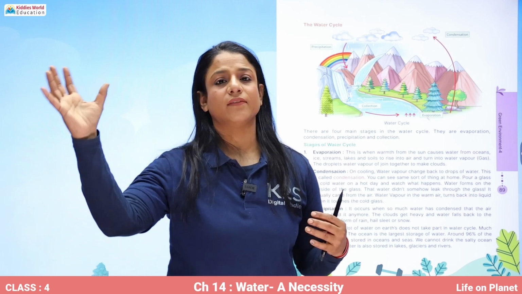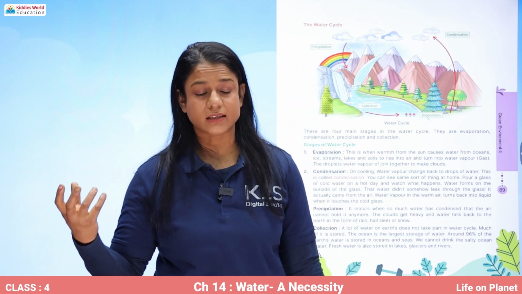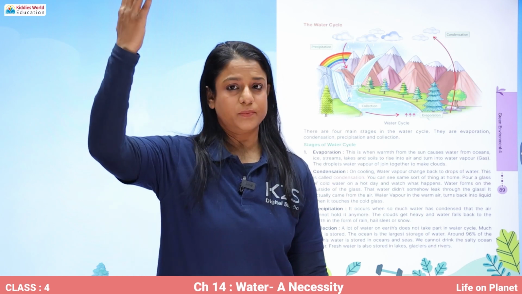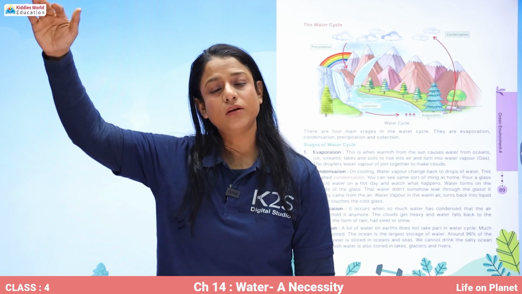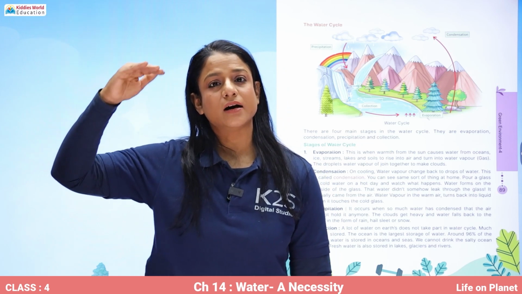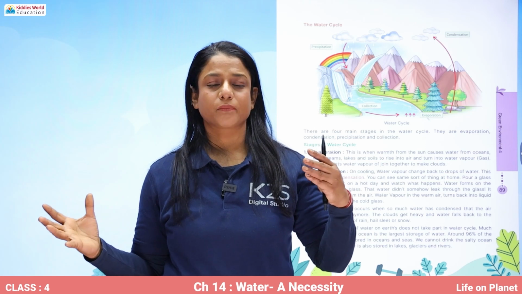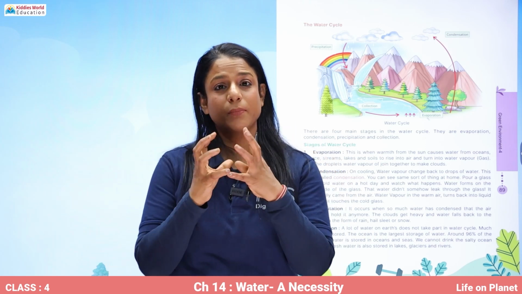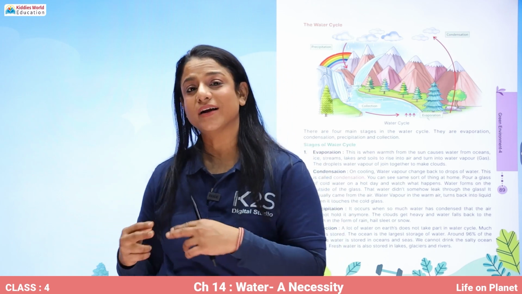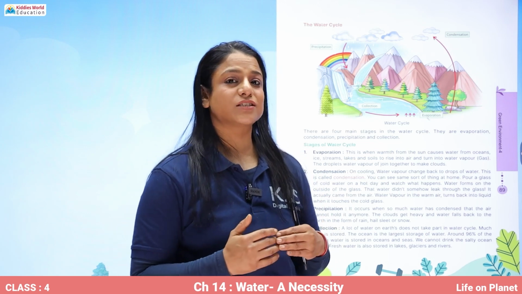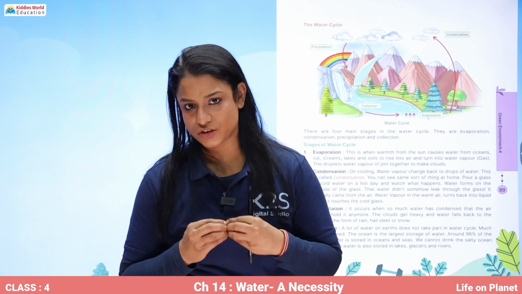Now the water vapors are there in the atmosphere and they are very light because they are heated. So the water vapors rise up in the atmosphere, and above in the atmosphere the air is cool. When these water vapors go up in the cool atmosphere, they cool down, and when the water vapors cool down, they change again into water droplets. This process of changing the water vapors back into water droplets is called condensation.